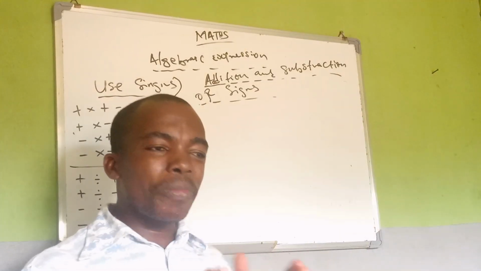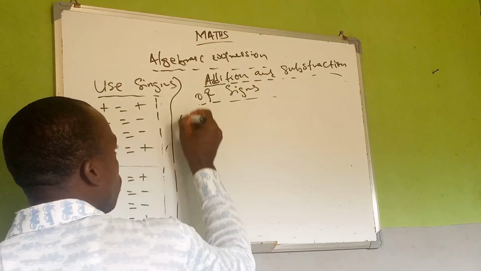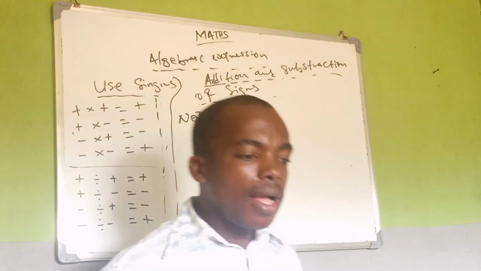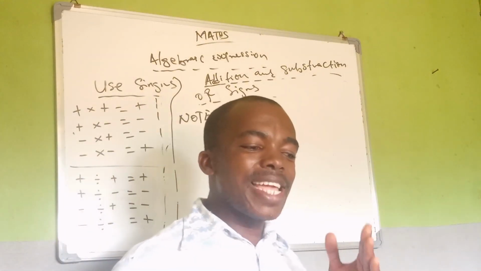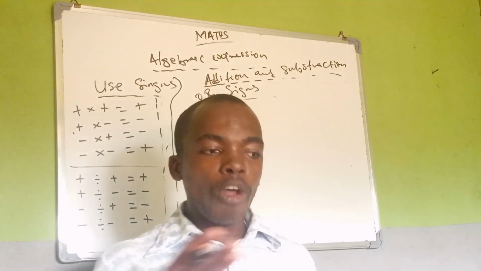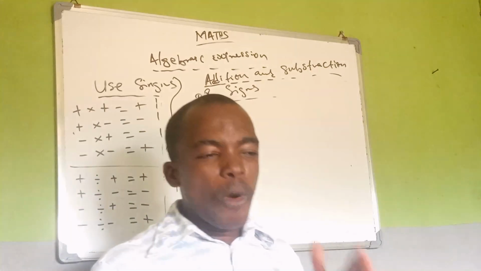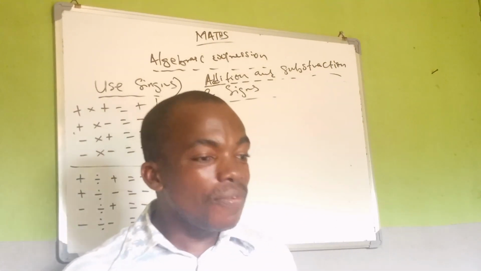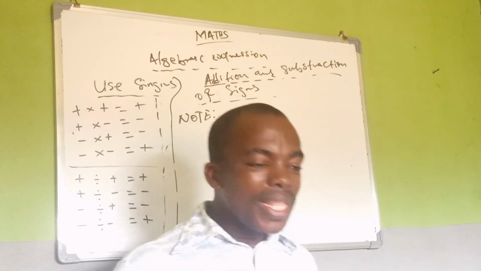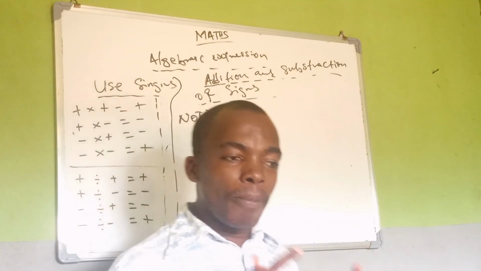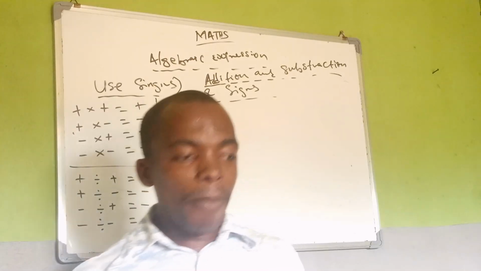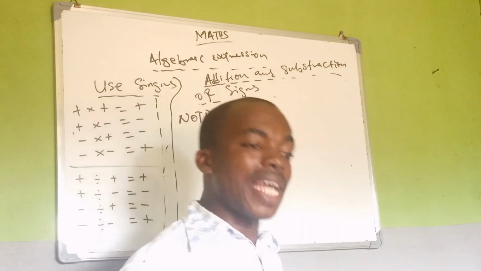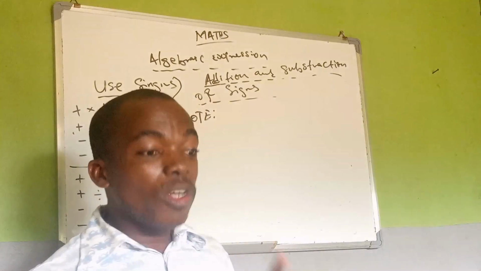Whenever you are subtracting, just write it down, note. Whenever you are subtracting a higher number from a smaller number, your answer must be a negative answer. That is to say, your answer must carry minus.